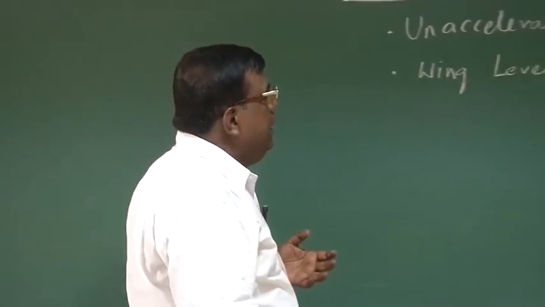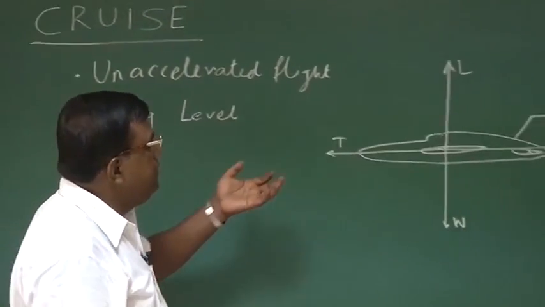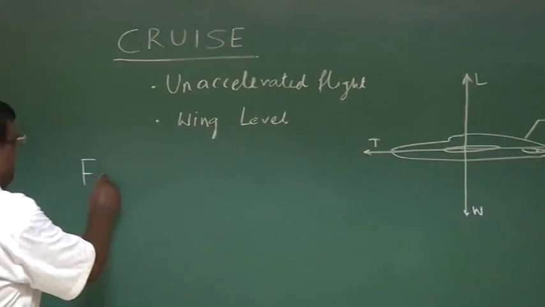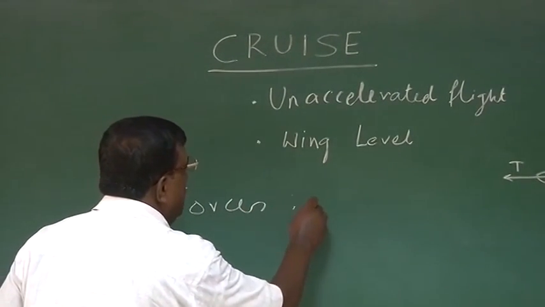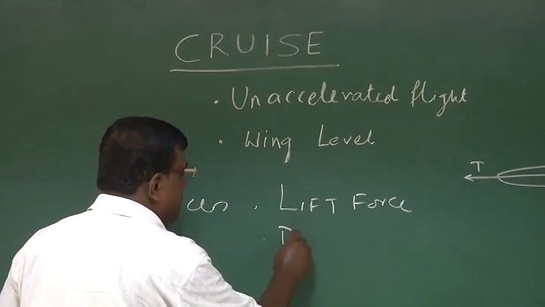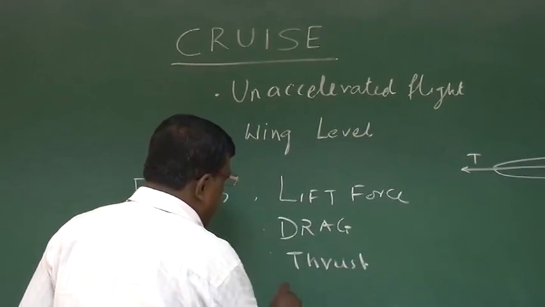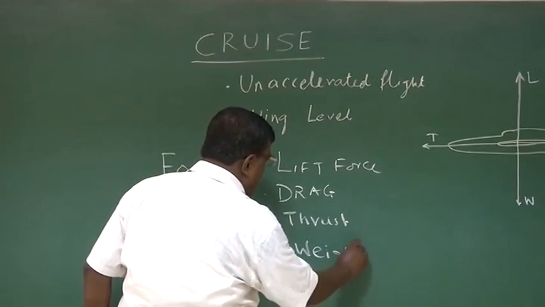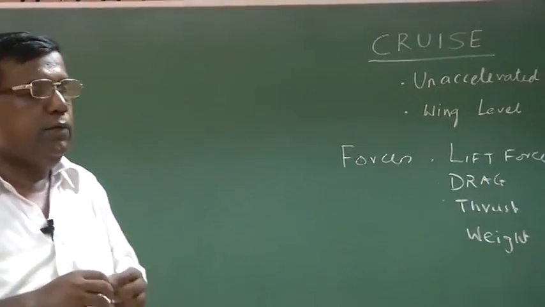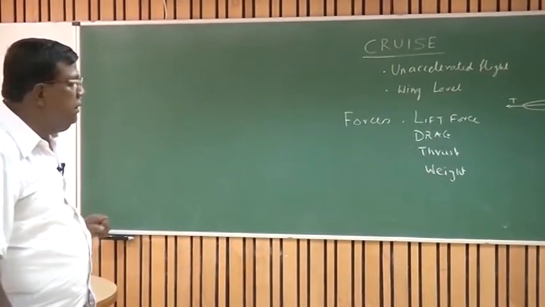And when I say unaccelerated flight, we mean that the net forces are balanced. And what are the forces acting on it? The forces acting are one, lift force, then drag, then the thrust, and the weight. The whole performance exercise, understanding the performance of an airplane, is focused towards these four forces: lift, drag, thrust, and weight.